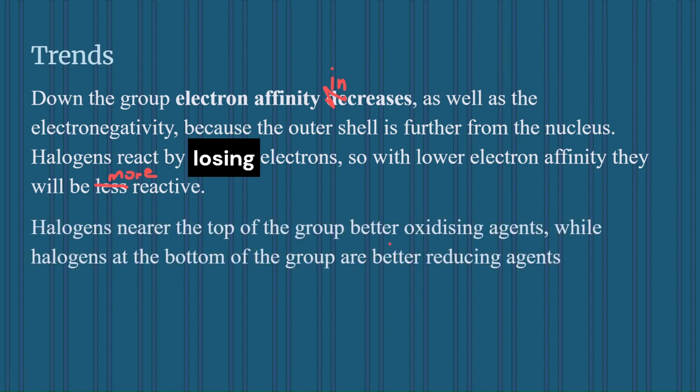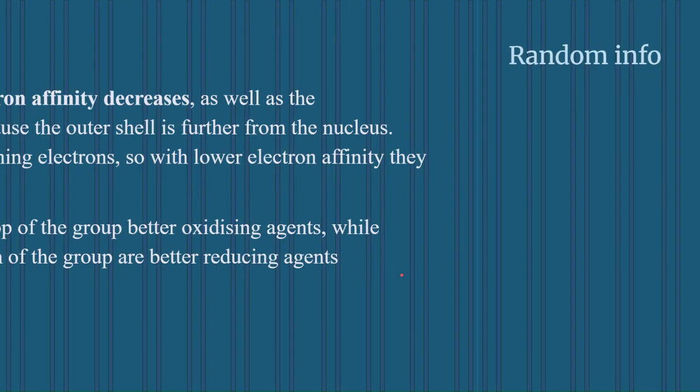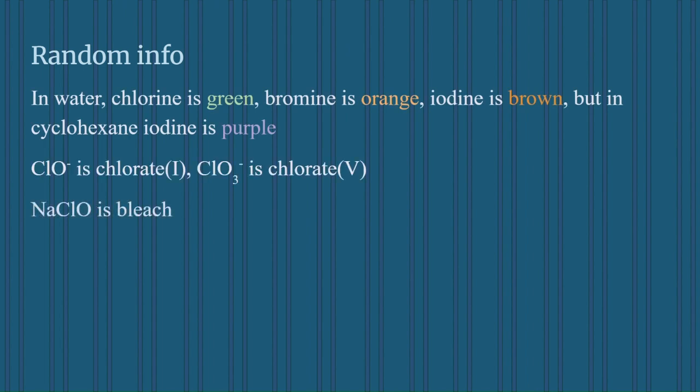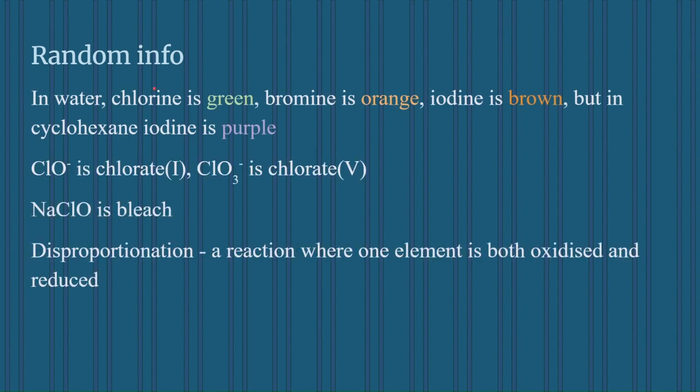And halogens nearer the top of the group will be better oxidizing agents, while halogens at the bottom of the group are better reducing agents. There's some random info you've got to remember. So in water, chlorine is green, bromine is orange, iodine is brown, but in cyclohexane, iodine is purple. I've never seen a question on this, I'm not sure you have to know it.